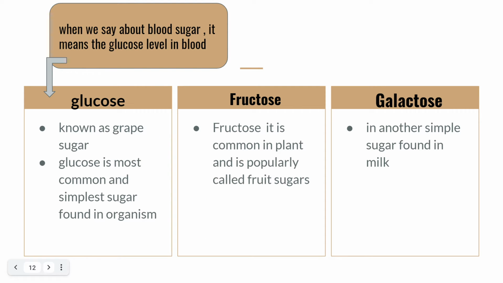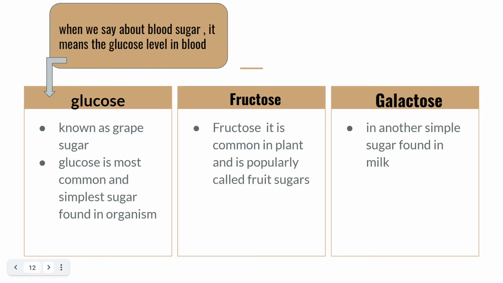Now, what is glucose? Glucose is grape sugar. I think you have eaten fruits, and you feel that some are very sweet. Why is it sweet? Because they have fructose present in it. Now milk has some kind of sweetness. This sweetness is called galactose. So glucose, fructose, and galactose.